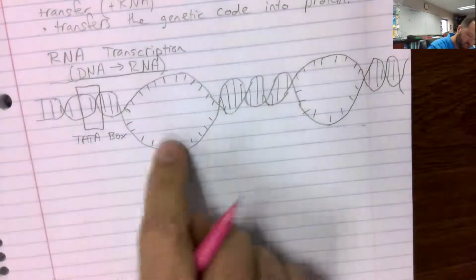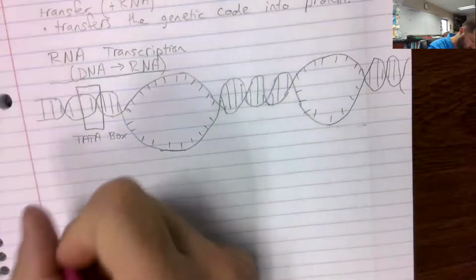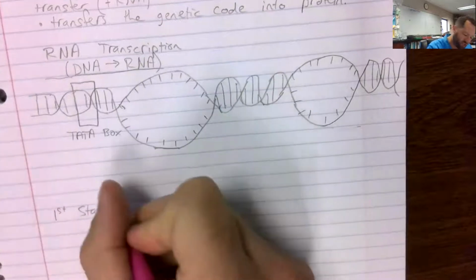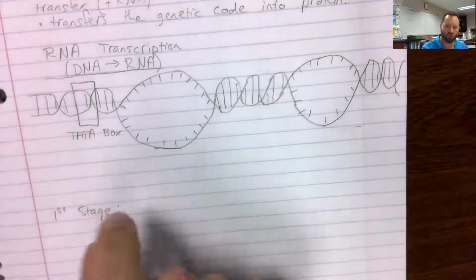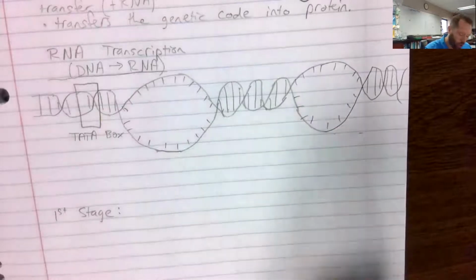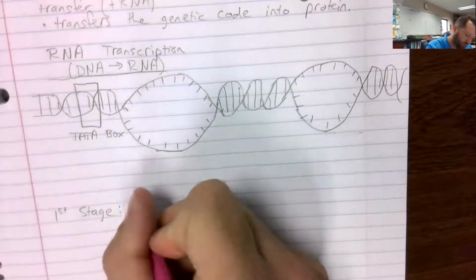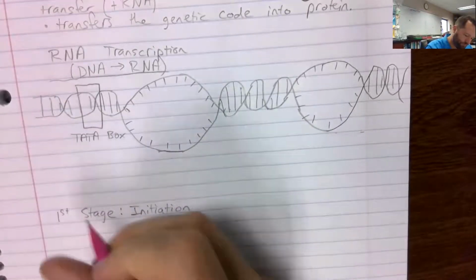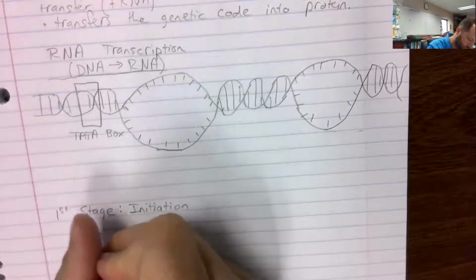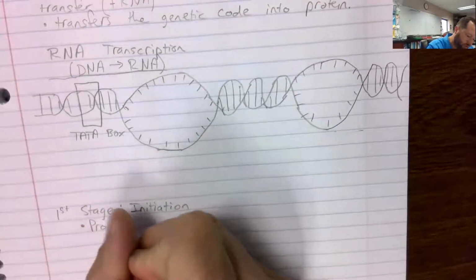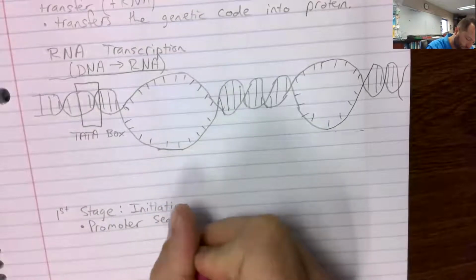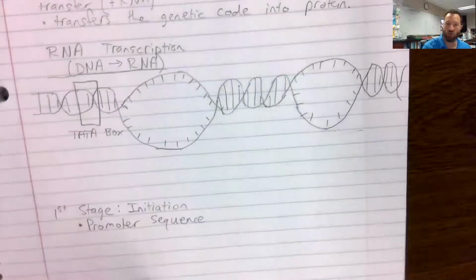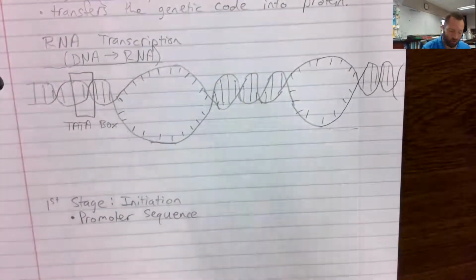So on our first stage, and I'm skipping a couple lines so I can continue drawing. But in our first stage of transcription, of copying the DNA code into RNA, our first stage is initiation. And that has to do with the promoter sequence, which, as we've drawn it, is the Tata box, which is in a lot of humans and a lot of other eukaryotes as well.